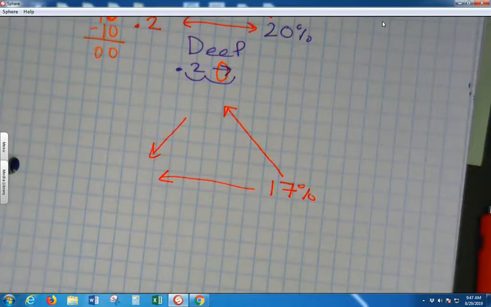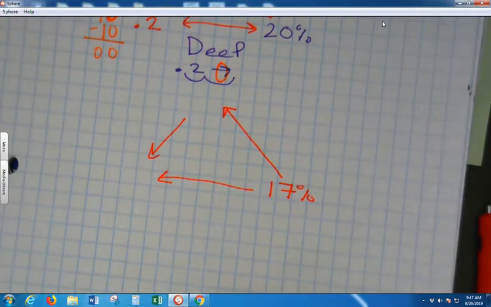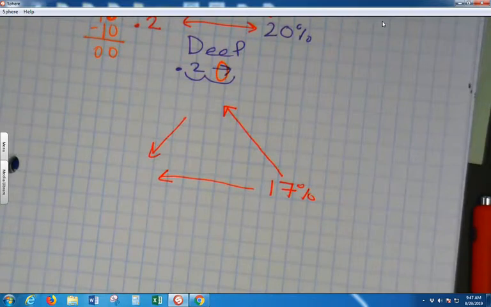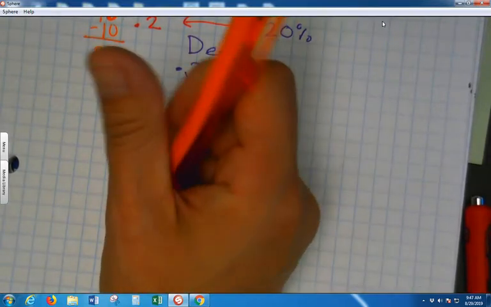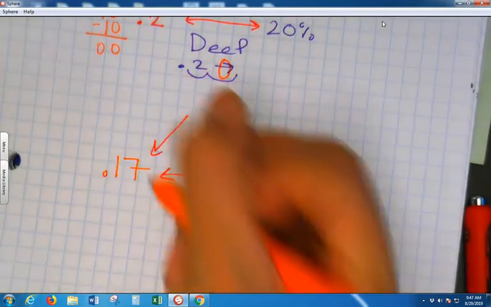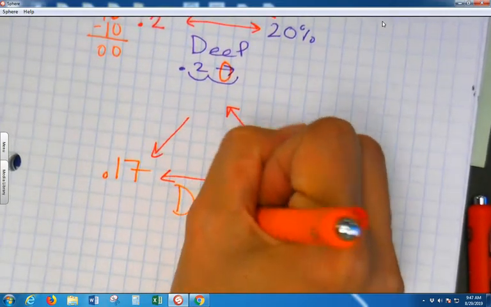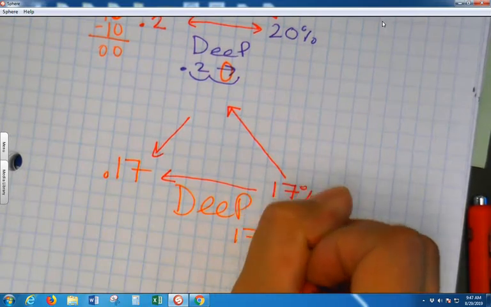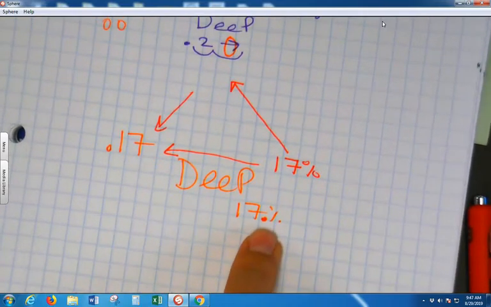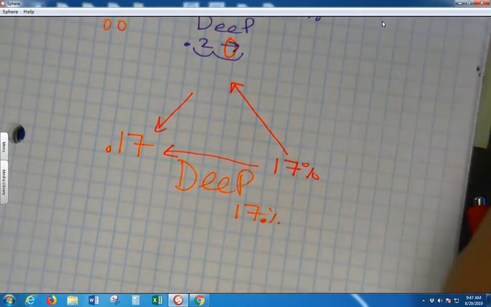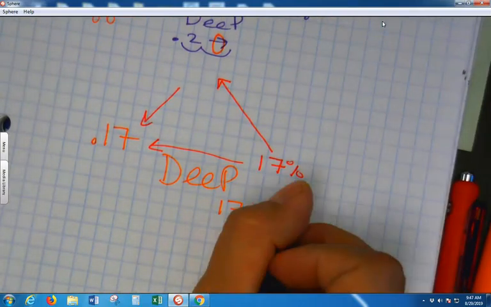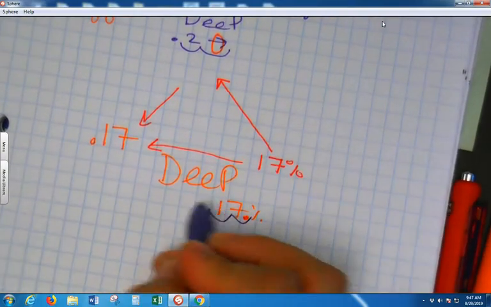Okay. Raise your hand if you can tell me what would be the decimal. I'm sorry, I was distracted. Say it one more time. 0.17. I agree with 0.17 because if I go backwards, if it's 17%, here is my decimal, right? I am going to move it forward 1, 2, and now my decimal is in the front.